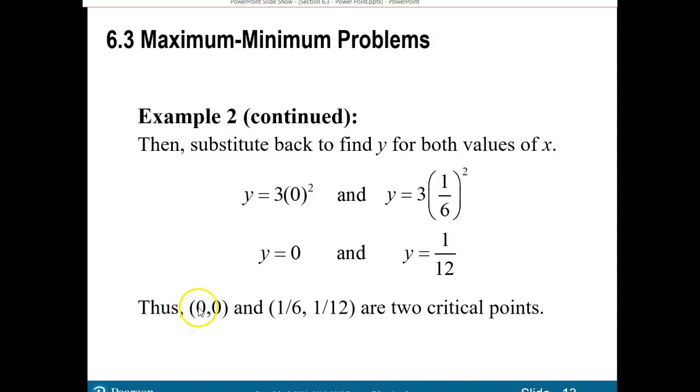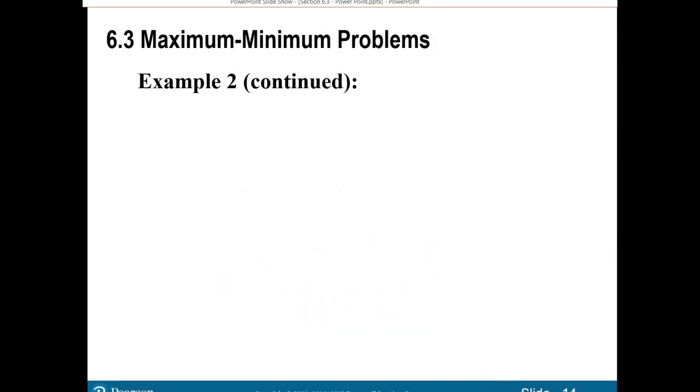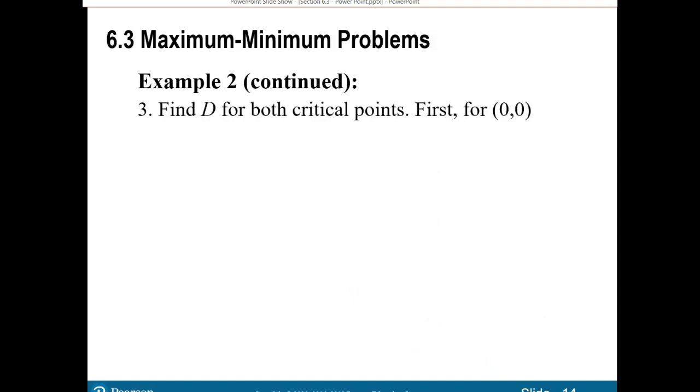So we have 2 critical points. We plugged in 0, we got 0, so (0, 0). We plugged in 1/6, then we got 1/12, so (1/6, 1/12). All right, so we have to find D for both critical points. So let's first use the (0, 0). So there's the formula for D again.